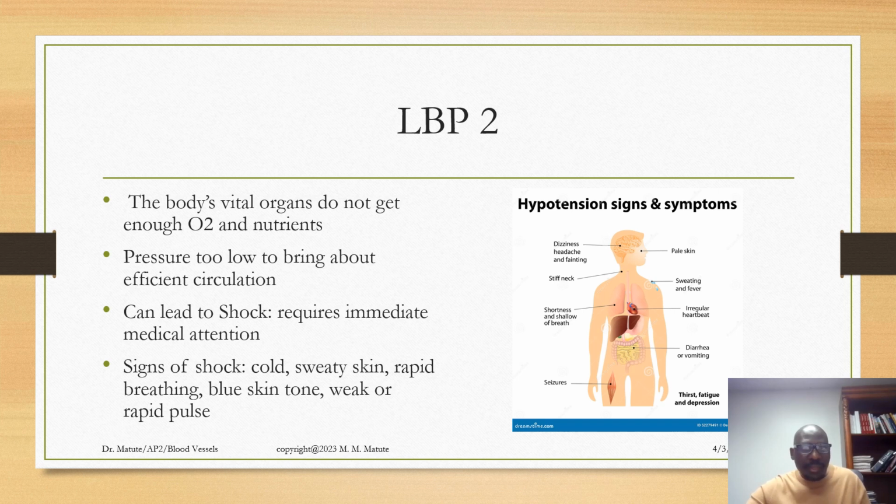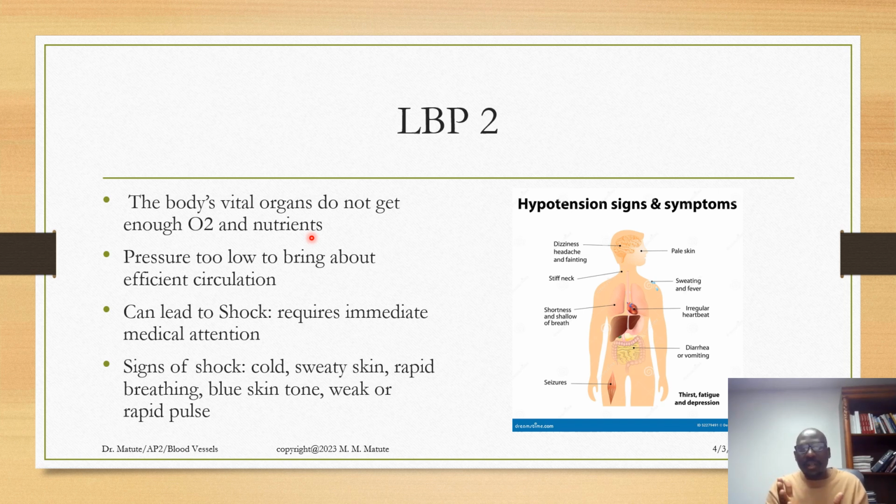and now we have this where you have hypotension. So these are some signs here for hypotension, signs and symptoms. The body's vital organs do not get enough energy. We talk of circulatory shock. It is when the body's vital organs are not able to get enough; if blood is not flowing normally in your body, you can go into circulatory shock.